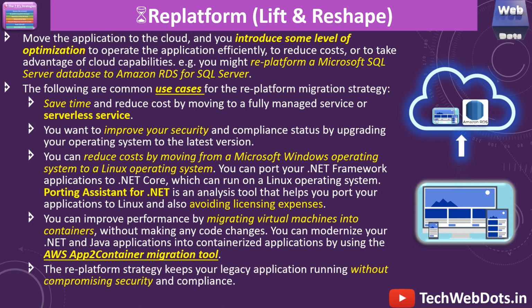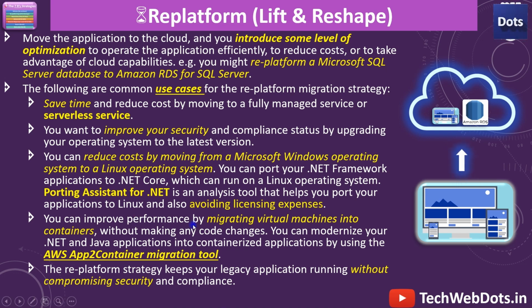For example, you have a .NET application, so you can port your .NET Framework application to .NET Core, which can run on a Linux operating system. It means now the Linux operating system can also run your .NET application, right? Porting Assistance for .NET is an analysis tool that can help you port your application to Linux, and also avoid licensing expenses, because if you are using .NET, you must be maintaining your license, right? You must be bearing your operating system cost. But if you move to cloud, you don't need to bear all this. You can just port your application to Linux, and then all that cost will be gone, right?